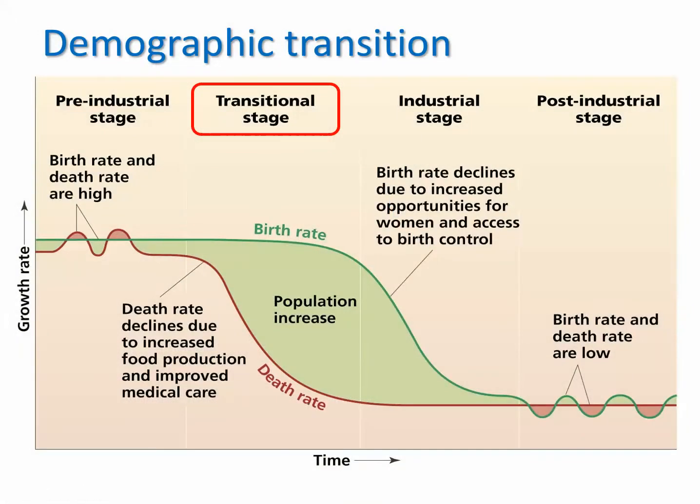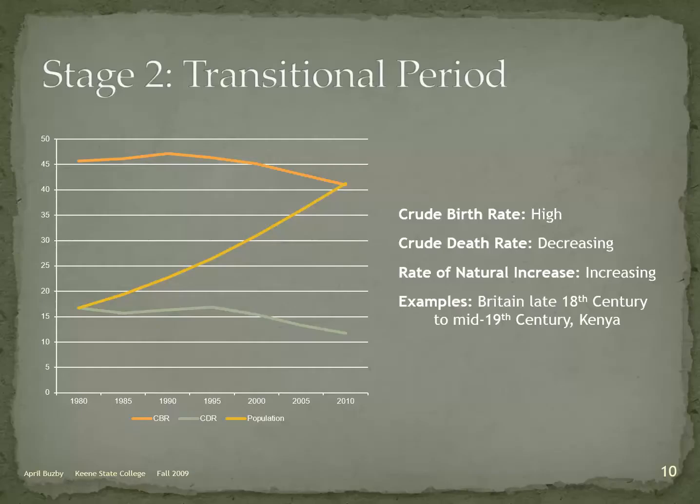Let's go on to transitional stage number 2. And so you should be taking notes for assignment 4.3, where you are drawing these stages and explaining exactly what's going on with the birth rates and the death rates and why.